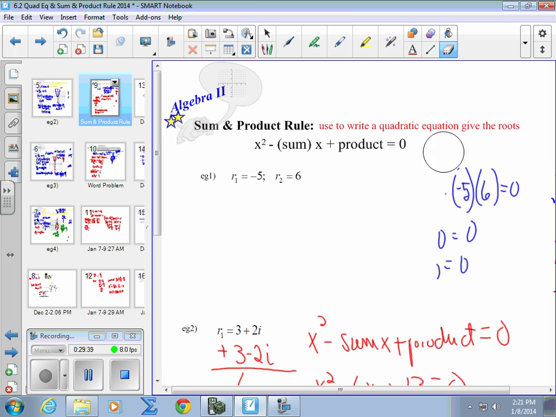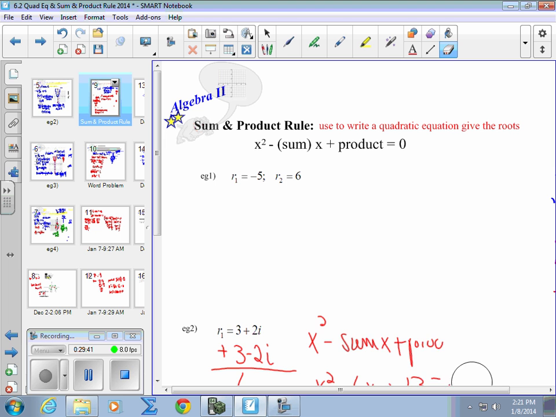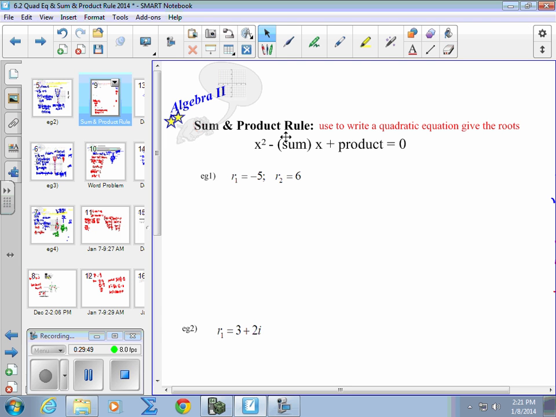The next topic is called the sum and product rule. It's an extremely important rule. It's especially important for the ACT because it's a huge time saver. The rule says x squared minus the sum of x plus the product is equal to 0. I don't know what tonight's homework says, but eventually we're going to be working problems where, if you are given the roots to an equation, you are asked to write the equation.